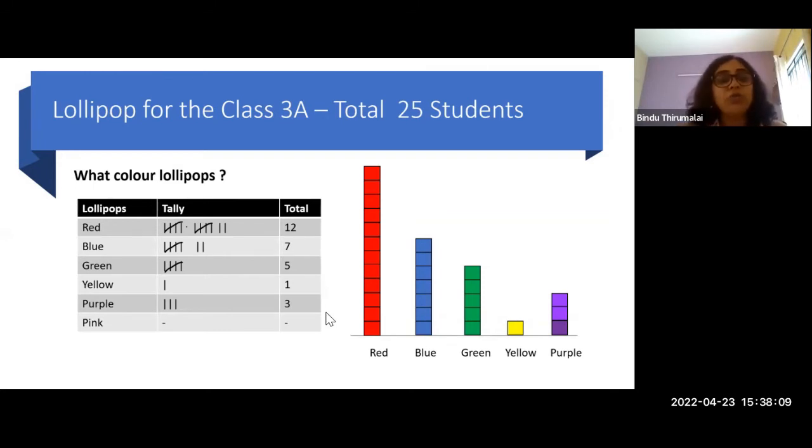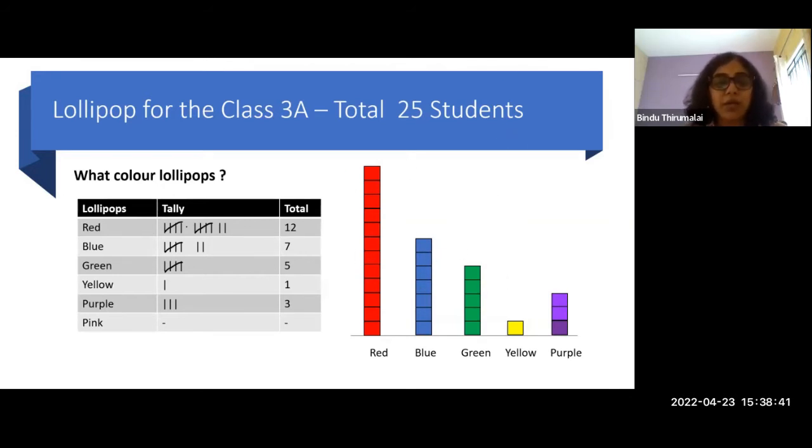Then you are also asking them to look at a different kind of representation. This is like a block chart. Again, here we don't use numbers actually in this chart at all. We are using just the blocks. So here the 12 red blocks indicate 12 red color lollipops. The 7 blue indicate the 7 blue lollipops, and so on. And you see that pink is not there.